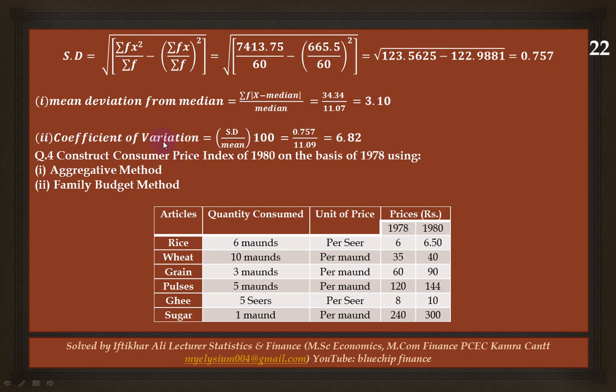Coefficient of variation is equal to standard deviation divided by mean multiplied by 100. We already have all these calculations, so just put these values into the formula, and the coefficient of variation is 6.82.